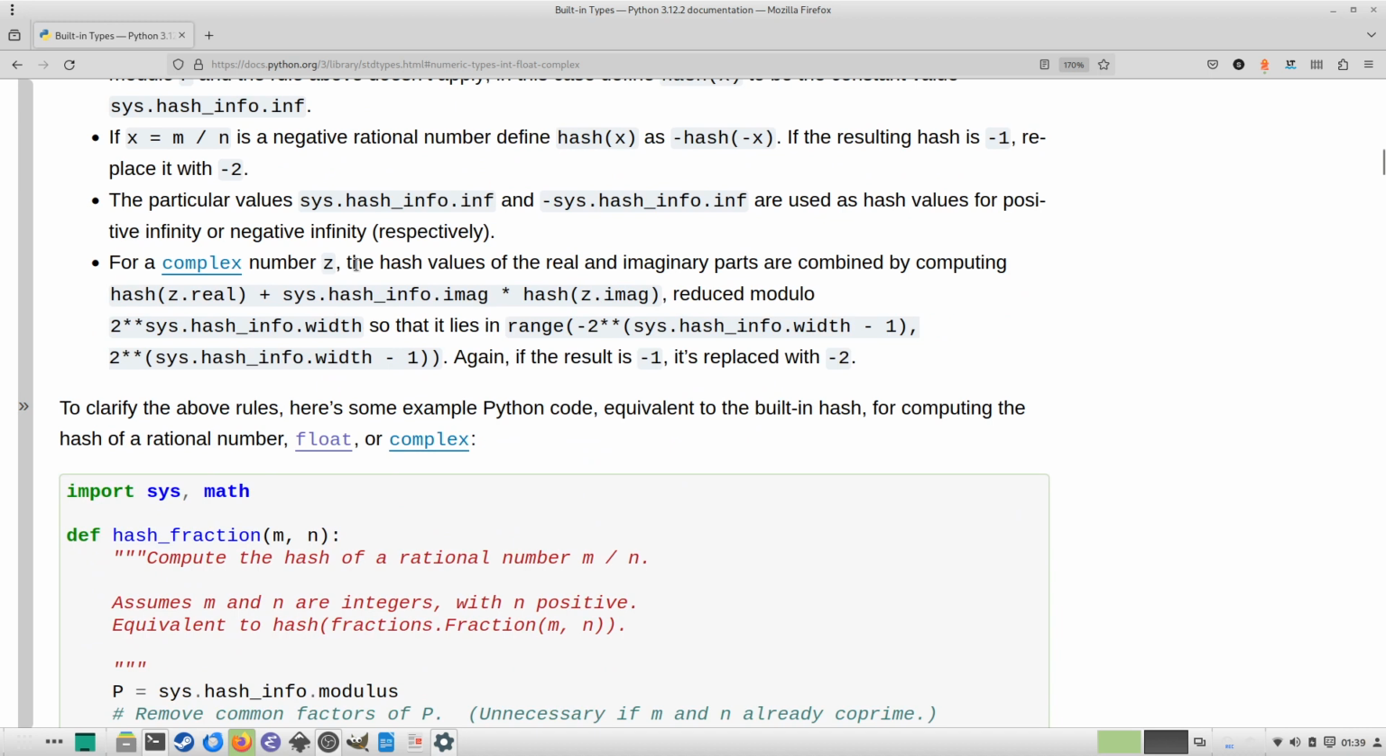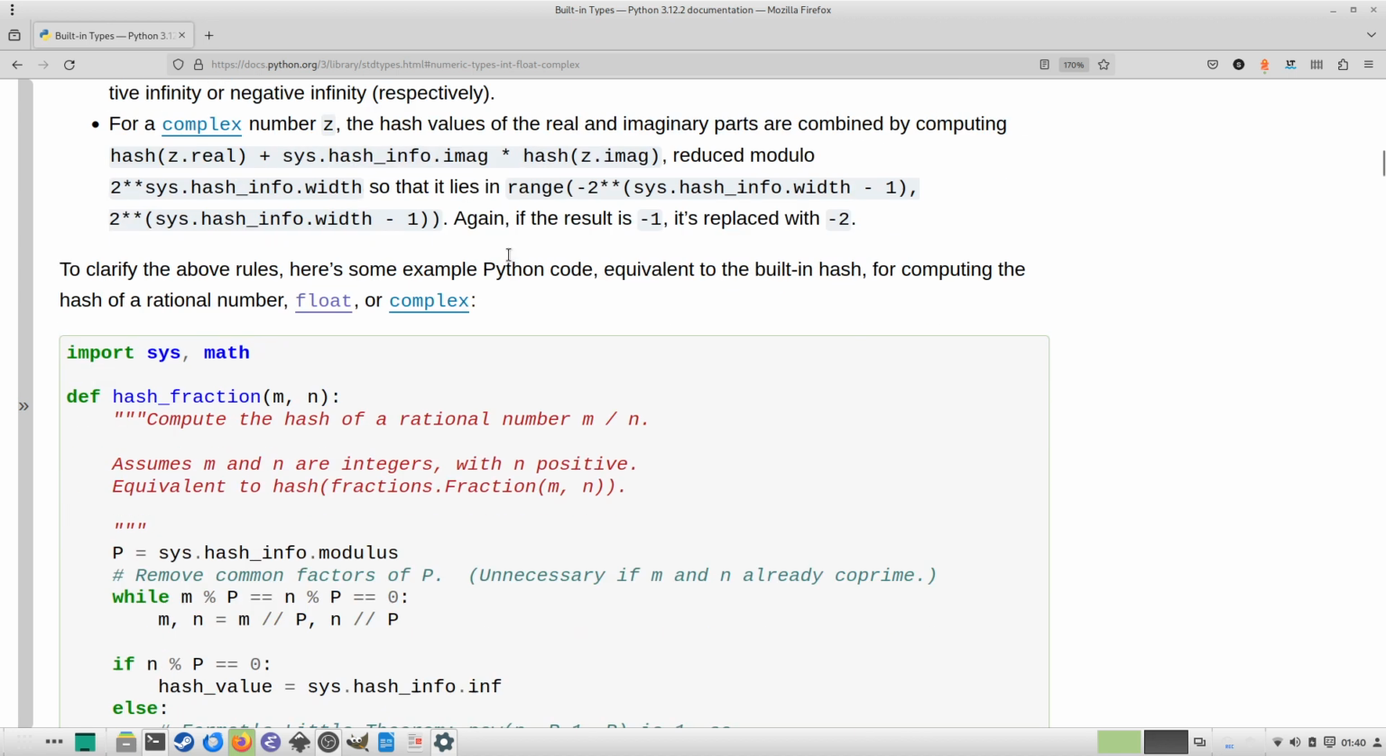For a complex number z, the hash values of real and imaginary parts are combined by computing hash(z.real) plus sys.hash_info.imag multiplied with hash(z.imag), reduced modulo 2 to the power sys.hash_info.width, so that it lies in the range minus 2 to the power (sys.hash_info.width minus 1) to 2 to the power (sys.hash_info.width minus 1). Again, if the result is minus 1, it is replaced with minus 2.